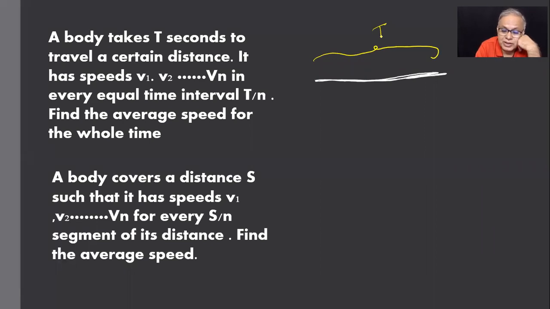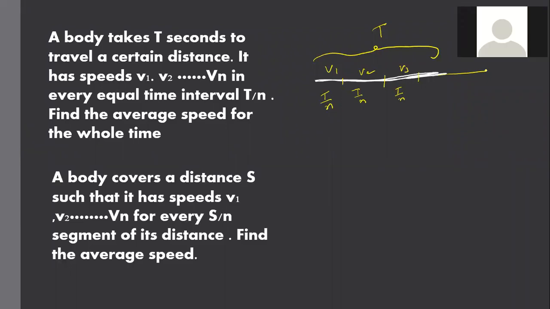But what he says is, for the first t by n time, it goes with V1, whatever distance, we don't know. The next t by n time, it goes with V2. For the next t by n time, it goes with V3. Like that, you can keep writing. So what should I do?